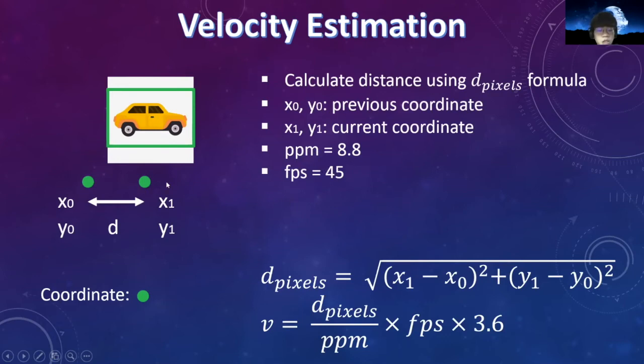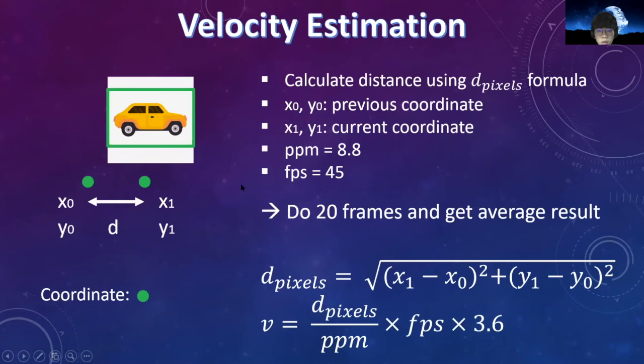But because the speed is not constant, every time the car moves, the speed will change. For this reason, we decided to calculate the speed 20 times in 20 different frames to get the average result. So I believe that this will increase the accuracy of the speed estimation.